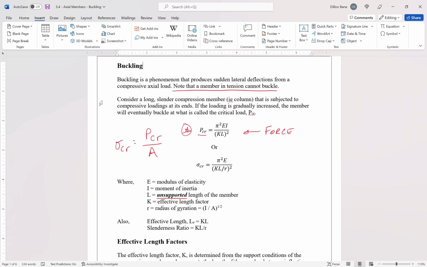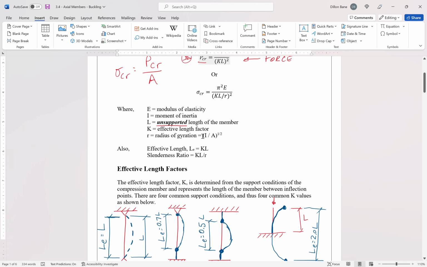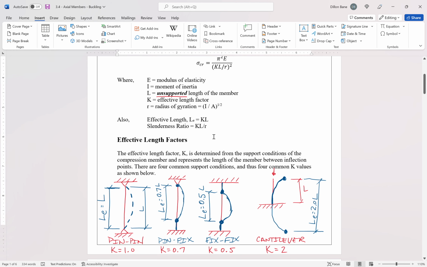The shorter it is, the harder it is to buckle it. And then finally we come to our last variable, K, our effective length factors. The higher the K factor, the lower our critical load should be. So we look down here at our different K factors. Our highest K factor is for the cantilever condition, right? So that makes sense. The highest K value gives us the lowest critical load.